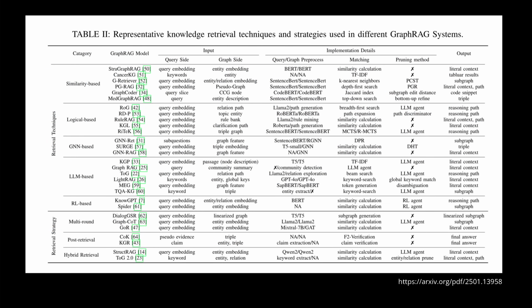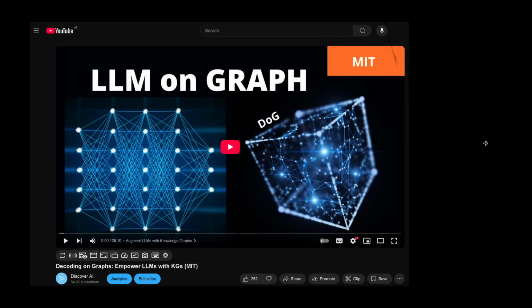Look at this, isn't this beautiful? Here you see at one look the retrieval techniques: similarity-based, logic-based, GNN-based, LLM-based, reinforcement learning-based. You have the input query side, the graph side, the graph pre-processing, the matching for the implementation, the pruning methodologies that are used, and the output form that we need. Please notice that we have the Monte Carlo tree search implementation here. And yes, we're going to talk about this in 30 seconds.